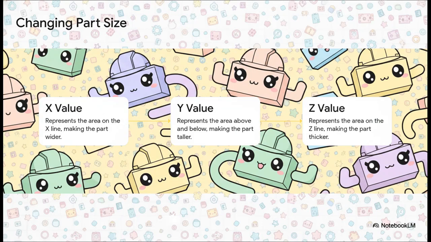And probably the most important property of a part is its size. This is controlled by three numbers, X, Y, and Z. Now don't worry, it sounds way more complicated than it is. It's super simple. Watch. The X value, that just makes your Lego brick wider. The Y value, that makes it taller. And the Z value, that makes it thicker or deeper. And that's it. You can now make a part any shape you want.